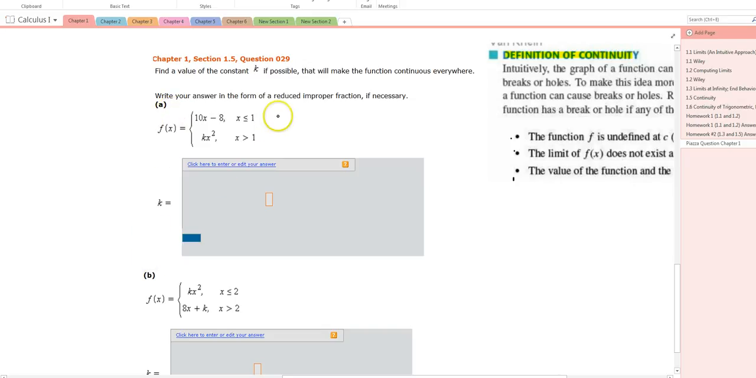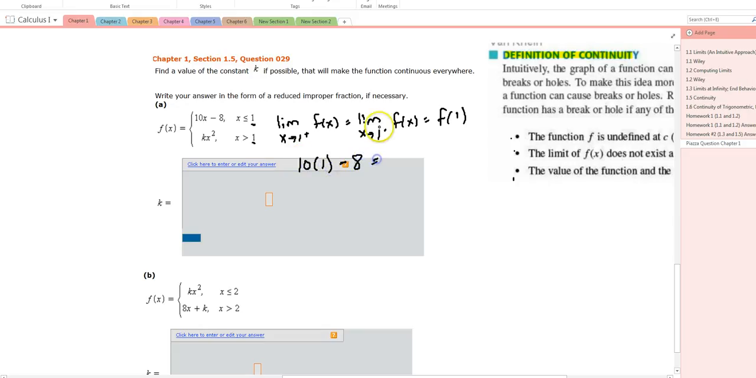Mathematically, since these are both polynomials, they're continuous everywhere, so the only point we have to worry about is at the jump. So we have here the limit as x goes to 1 on the right of the function equals the limit as x goes to 1 on the left of the function equals the value of the function at 1.